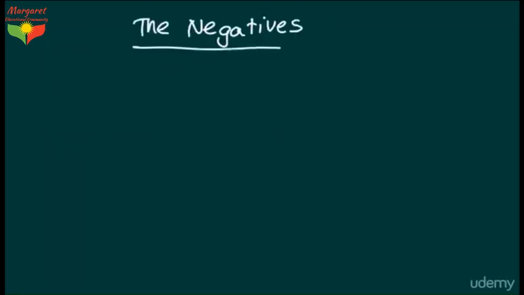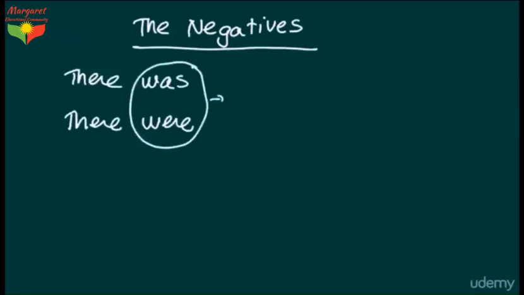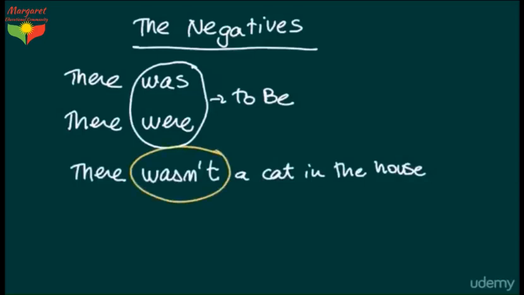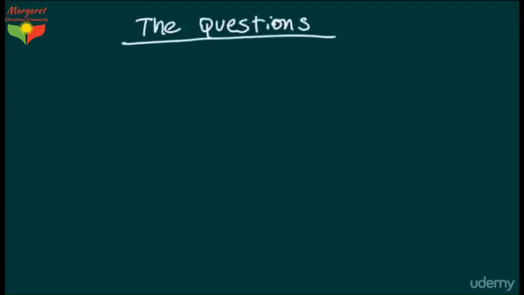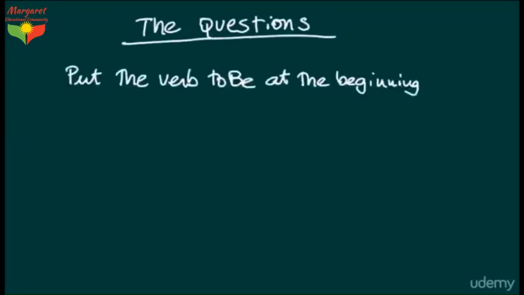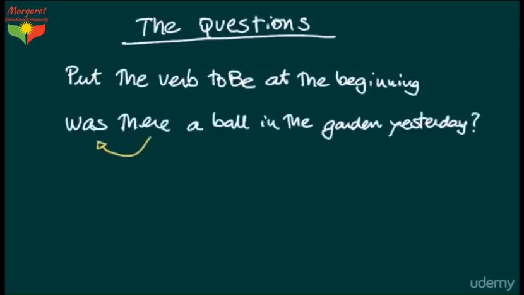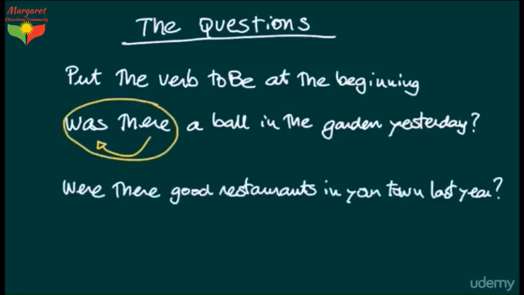Now let's see how we make the negatives. As there was or there were has a verb to be, we just make the verb to be in negative. Look at the examples. There wasn't a cat in my house. There weren't windows in my bedroom. Now let's see the questions. As we have the verb to be, we just put the verb to be at the beginning of the sentence. Was there a ball in the garden yesterday? Were there good restaurants in your town last year?